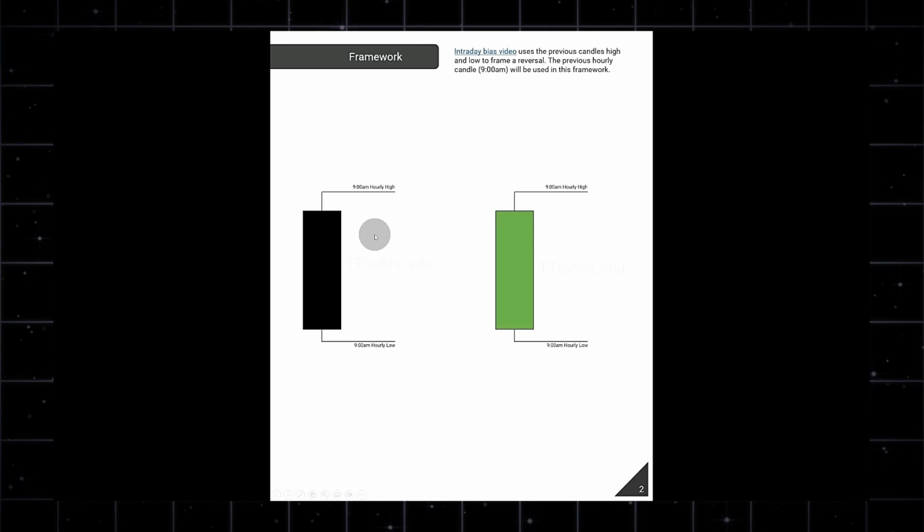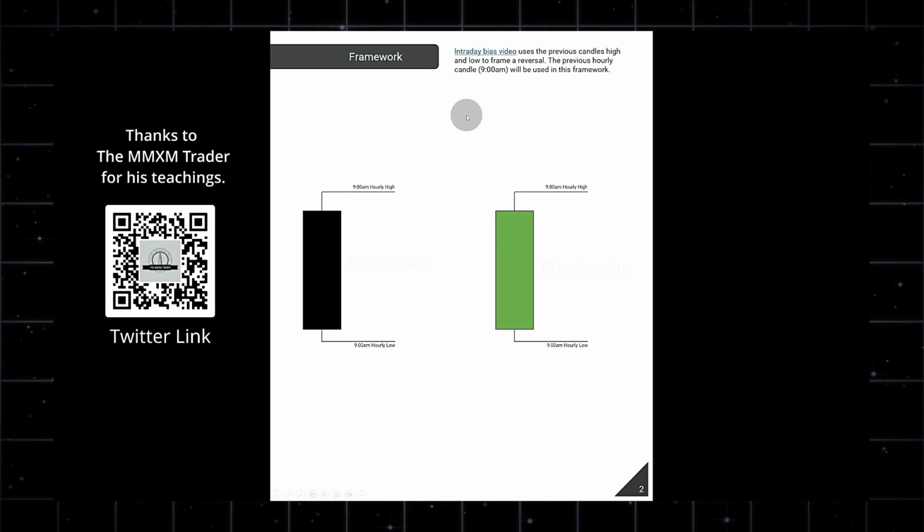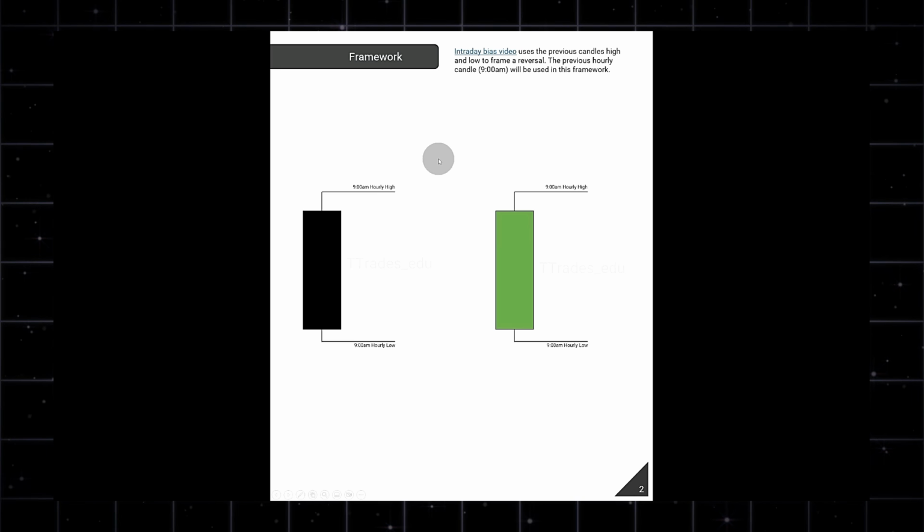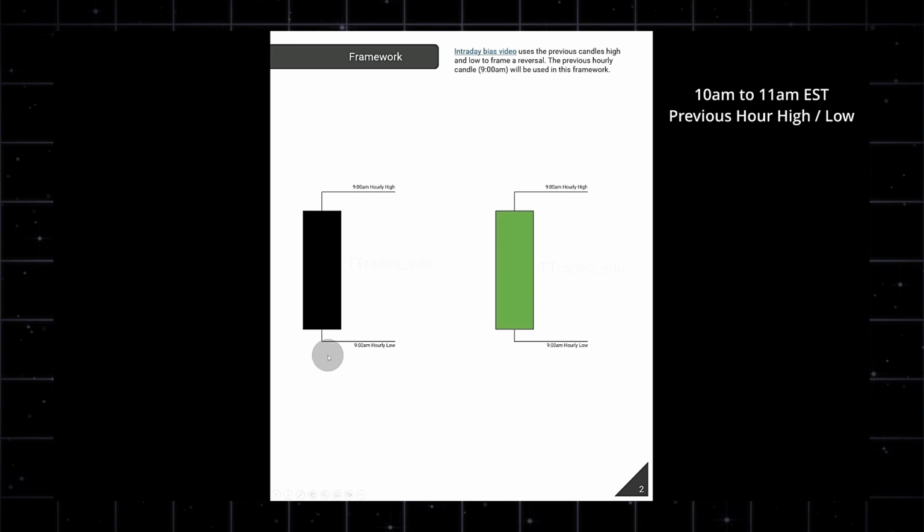Now, for the framework, if you have seen my intraday bias video, you know that I will use the previous candle's high and low to frame reversals. And in this framework, I'm going to use the previous hour's high and low, and in this case, that's the 9 a.m. hourly candle. So the first thing I do when I get to the charts, once 10 a.m. hits, I'll use the previous hour's high and low, or the 9 a.m. hourly candle, and I'll mark off the low and the high of that.